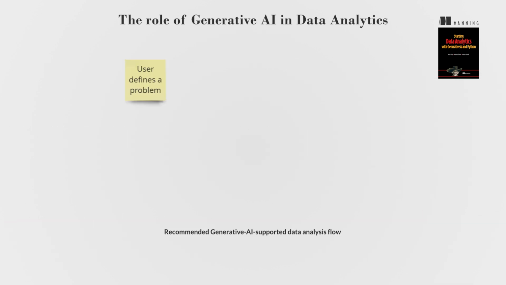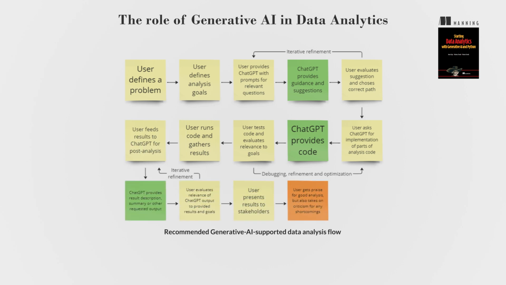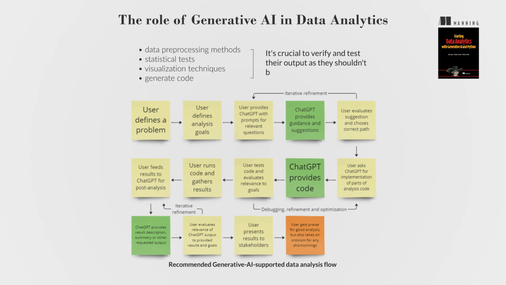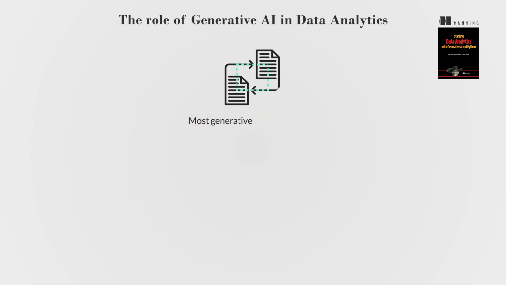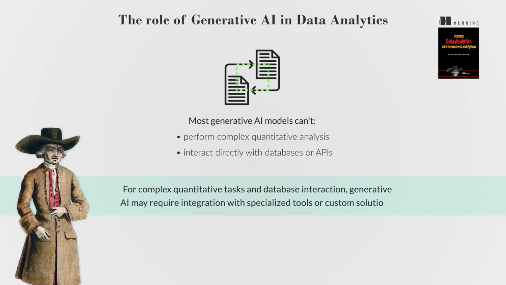Generative AI complements other data analytics tools by processing and generating human language, guiding users through analysis, generating code, and explaining results in natural language. While these tools can suggest data pre-processing methods, statistical tests, visualization techniques, and generate code in various programming languages, it's crucial to verify and test their output, as they shouldn't be blindly trusted. Most generative AI models can't perform complex quantitative analysis or interact directly with databases or APIs. For complex quantitative tasks and database interaction, generative AI may require integration with specialized tools or custom solutions.